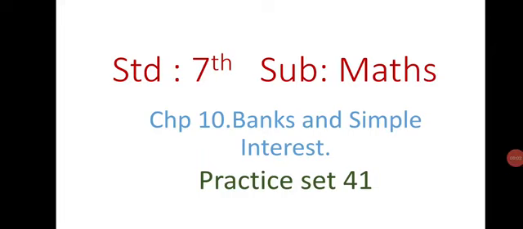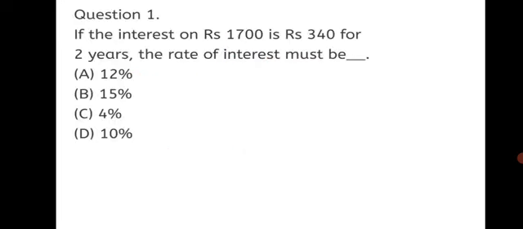Standard 7th, Subject Maths, Chapter 10, Banks and Simple Interest, Practice Set 41. In this practice set, we are going to use the same two formulas which we used in the earlier practice set. That is, interest is equal to P into R into T upon 100 and amount is equal to principal plus interest. So let us begin with practice set 41, question number 1.